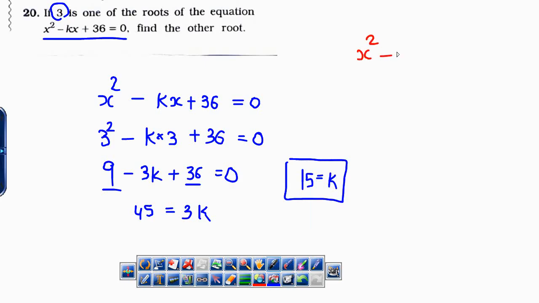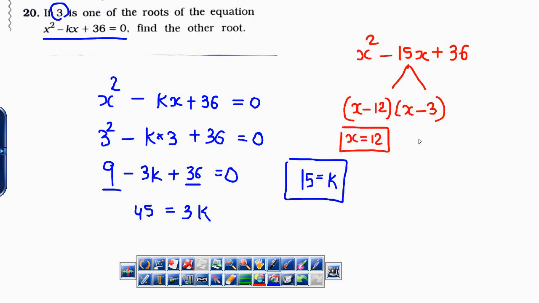जैसे ही k की वैल्यू 15 आई, the equation becomes normal. Now you have to do middle term splitting. Middle term splitting आएगा 12 3s. So when you solve the middle term splitting, it will be x minus 12 and x minus 3. So value of the 0 or the solution or the root is 12 and 3. 3 तो दिया हुआ था. Find the other root. The other root is 12.